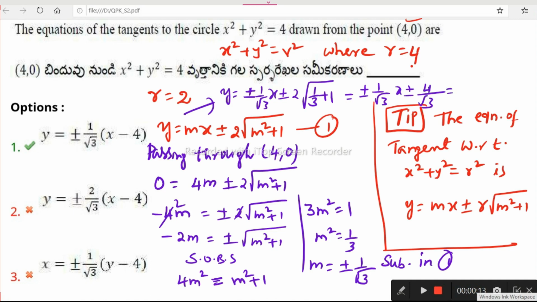Now, again, I'm taking plus or minus 1 by root 3 as common. What is left over here? Yes, x plus 4 is left over. That is, y is equal to plus or minus 1 by root 3 of x plus 4, which is our required equations of tangents. What is the correct option? Yes, it is the first option.